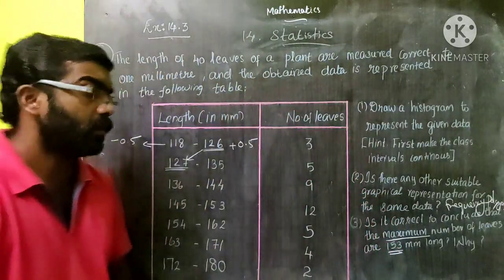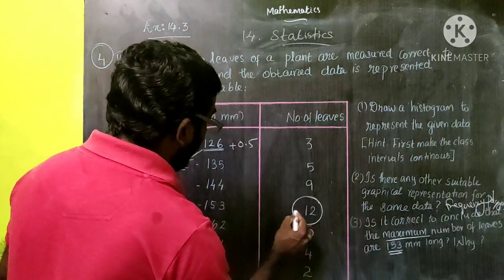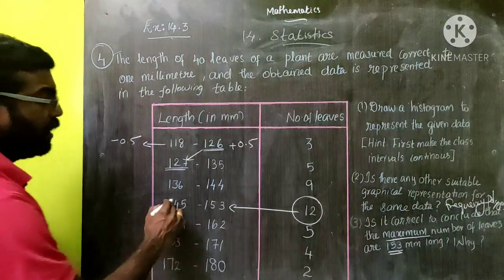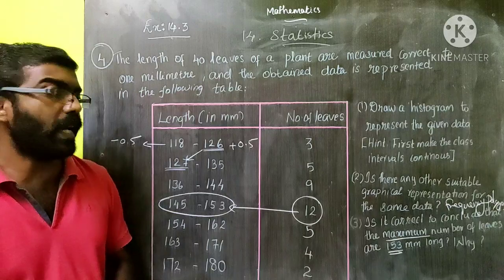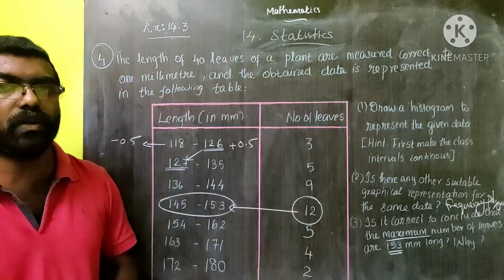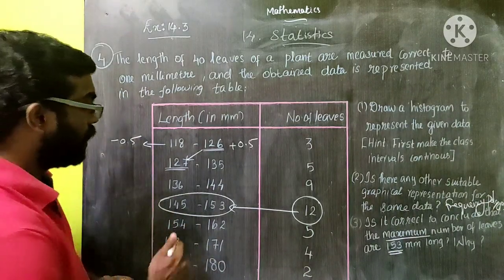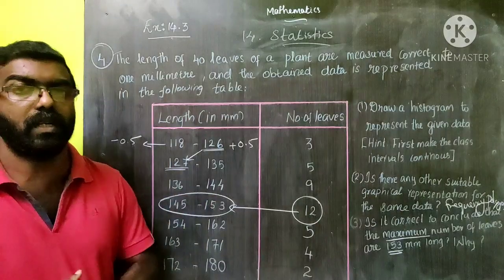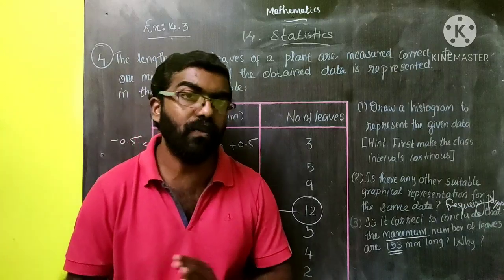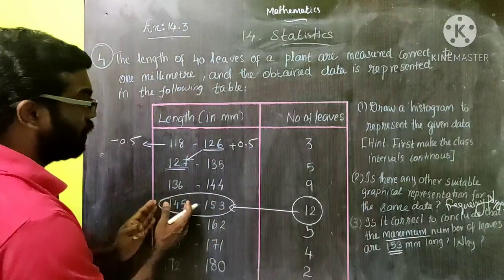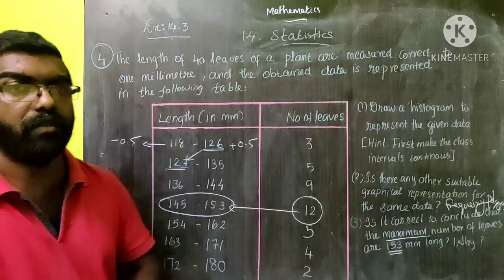And the third sub question is, is it correct to conclude that the maximum number of leaves are 153 millimeter long? Here the highest frequency is 12 and the corresponding class interval is 145 to 153. But we cannot say the maximum number of leaves is 153 millimeter. We can say it lies in the interval 145 to 153. That means the maximum number of leaves are of length between 145 and 153. That's our conclusion, not 153 millimeter.